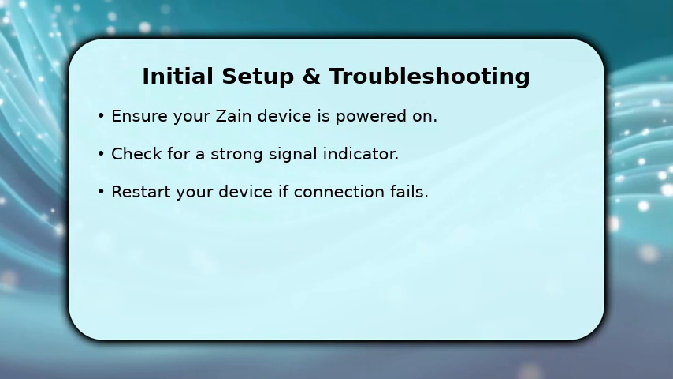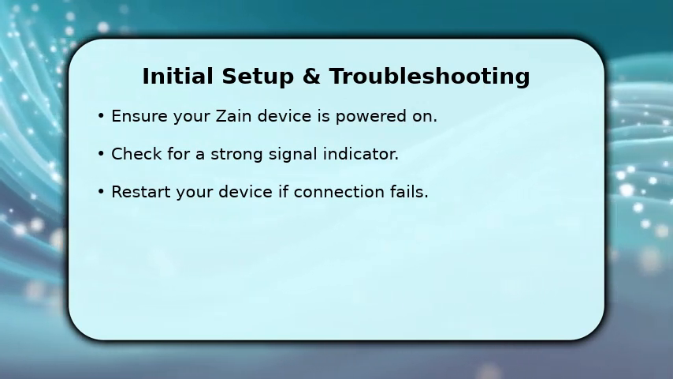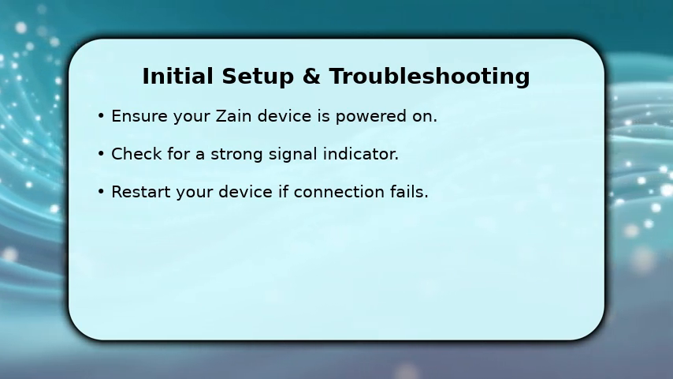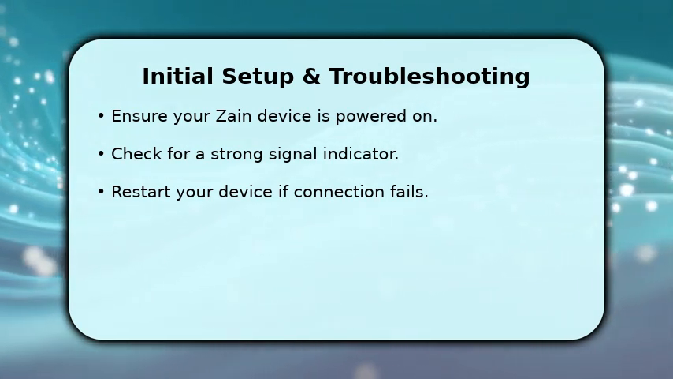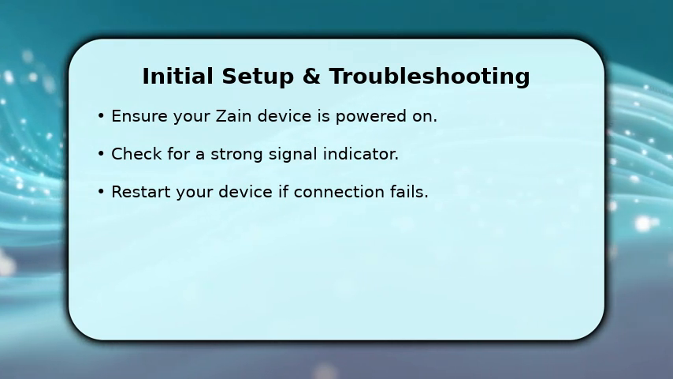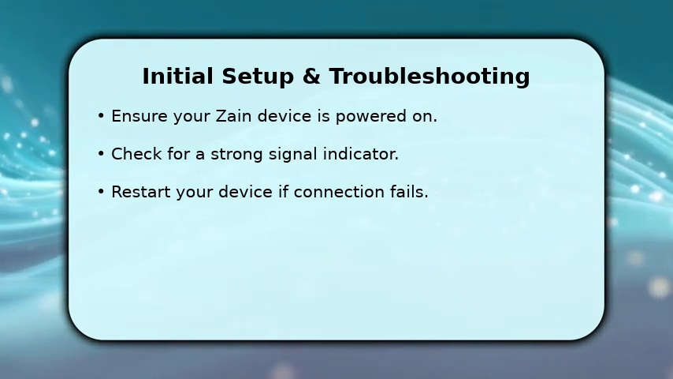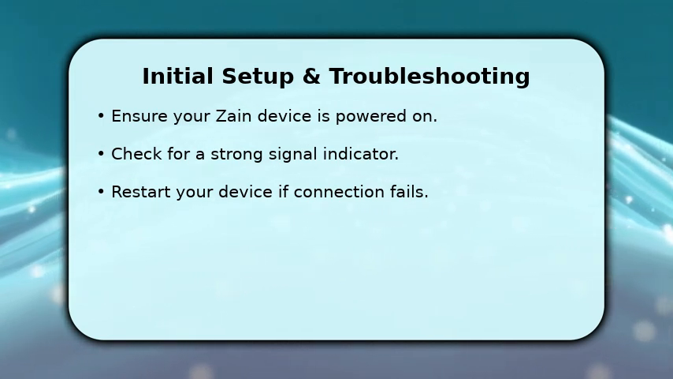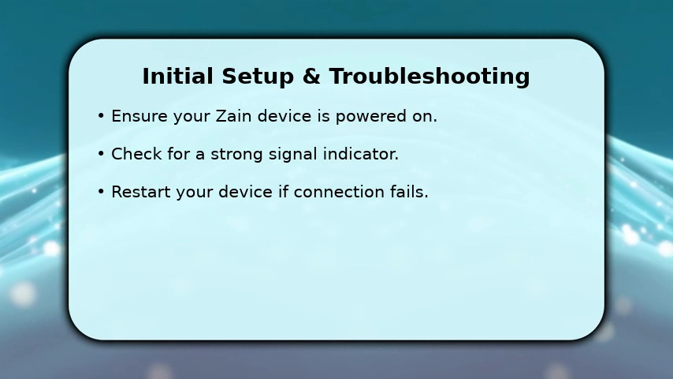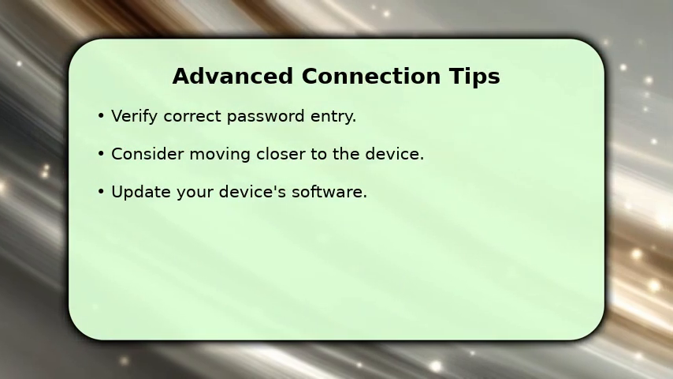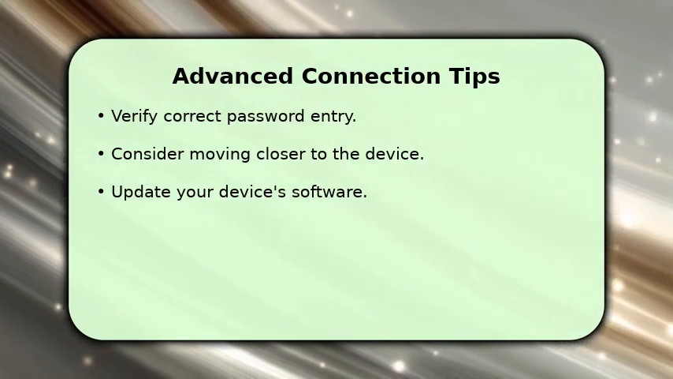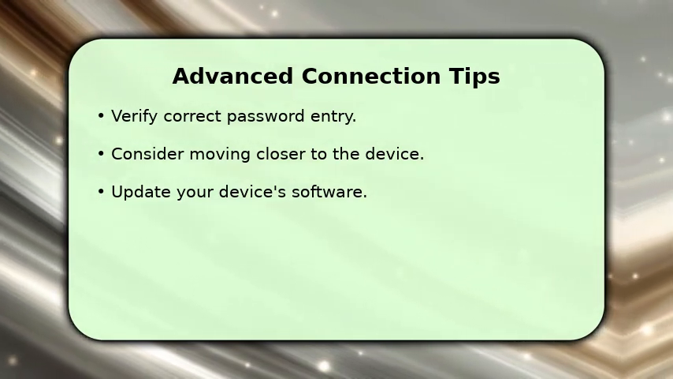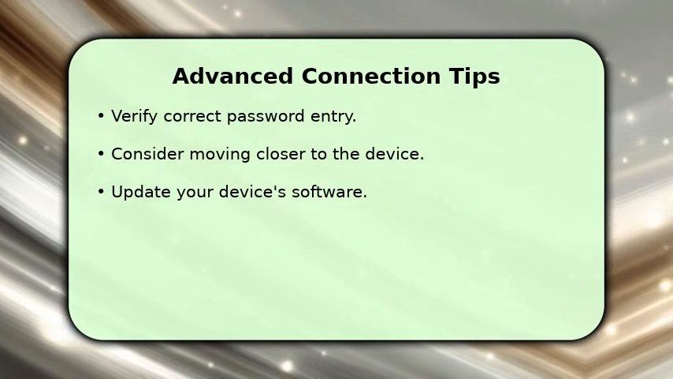Once you have your device information, ensure your Zain device is fully powered on and ready. Look for a strong signal indicator light, which usually means it is receiving a good network connection. If you are having trouble connecting, a simple restart of your Zain device can often resolve minor issues and refresh the network. If you are still facing issues, double-check that you are entering the password exactly as it appears, paying attention to capitalization and special characters.